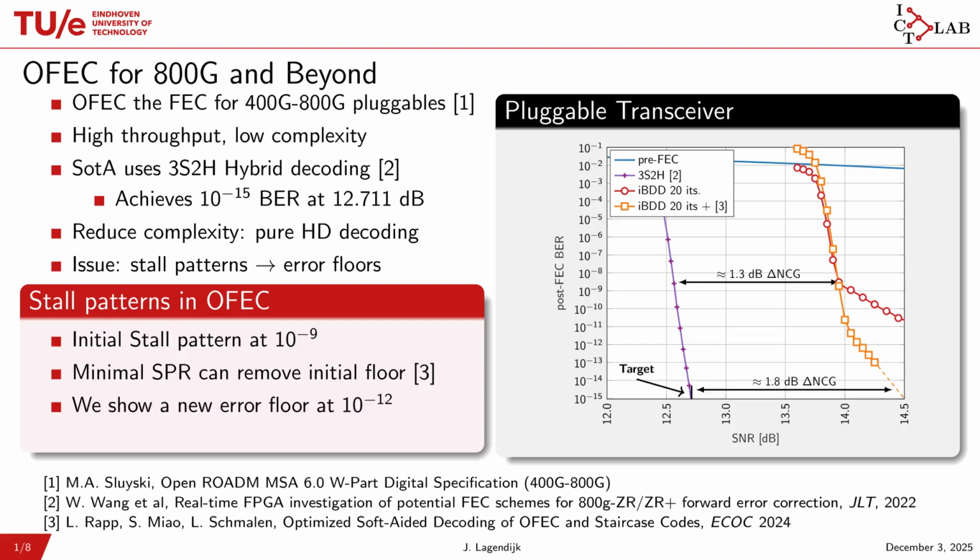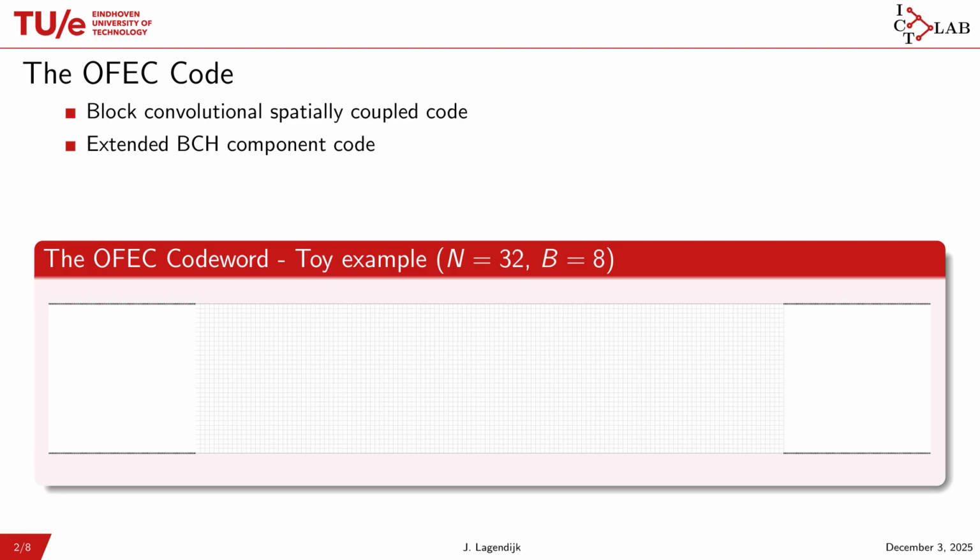However, in our work, we show that even with this stall pattern removal algorithm, a new error floor exists at 10 to the minus 12. Additionally, we propose a new algorithm that lowers this error floor by an additional order of magnitude. Before I can actually explain the stall pattern removal algorithms, I first need to explain the OFEC code.